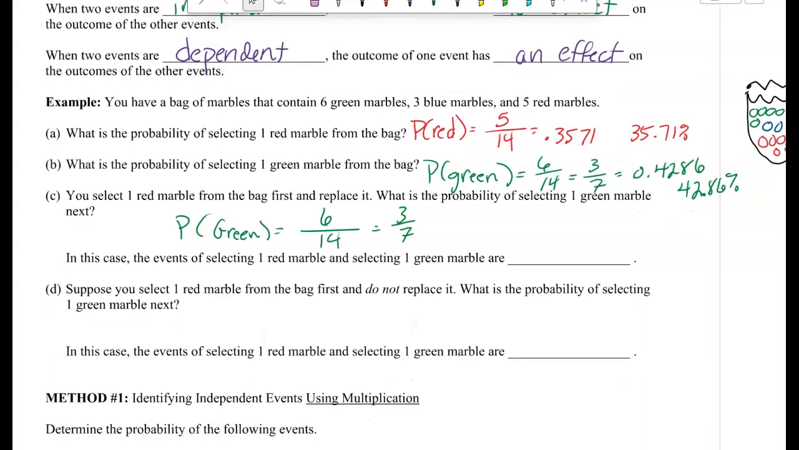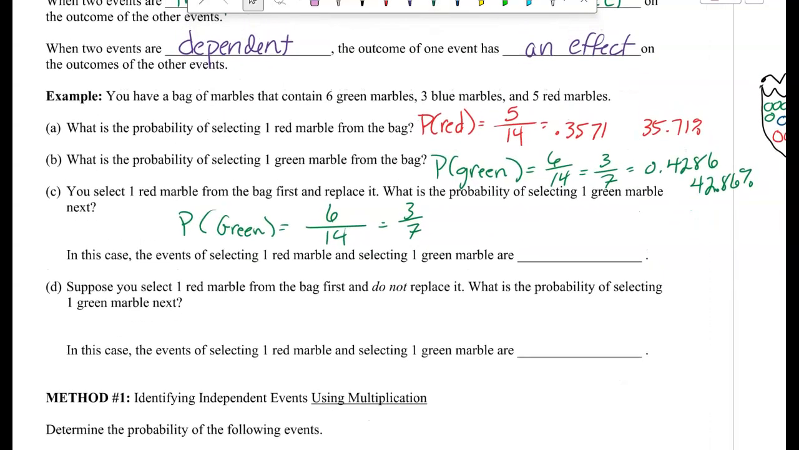Now, in this case, if I select one red marble and then select a green marble, but I replace the red one, these are called independent, because if I throw the red back, does that change anything? No. So that's going to be an independent event. So this is independent. Now, we're going to change it up slightly. Let's look at this scenario.